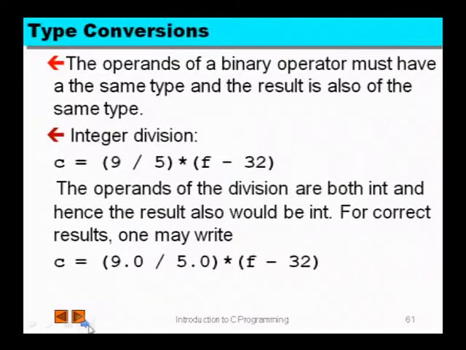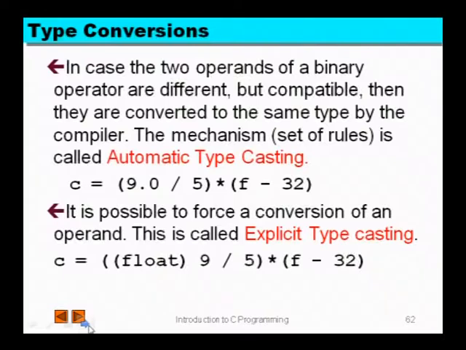Here all are integers, so the value in the variable C will be of type integer. Because 9, 5 and 32 are integers, the result will also be integer. The operands of the division are both integers, and hence the result will also be integer. For correct results, we can also specify 9.0 divided by 5.0 multiplied by f minus 32. That is also one way of writing. Both are valid.